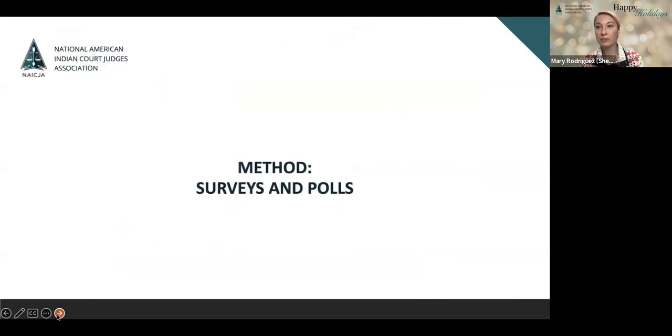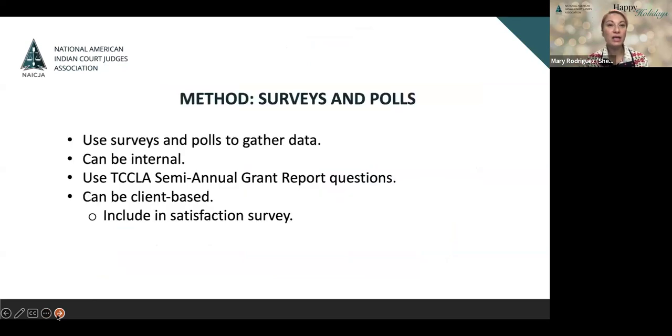One method we'll discuss is surveys and polls. You can use these to collect data. They can be internal. One way is you could even use the TCCLA semi-annual grant report questions in your surveys and polls. I know getting folks to answer surveys and polls can be a bit of a struggle, but it could be part of your client-based one.